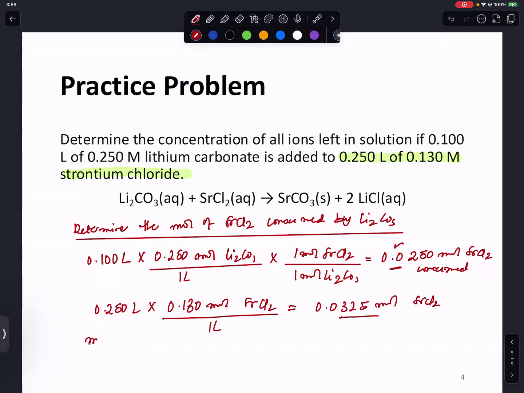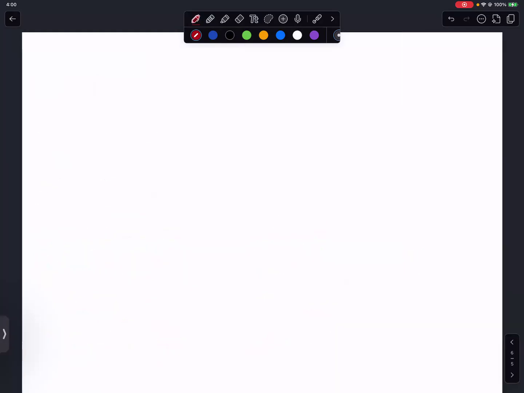I'm going to take this number and subtract the other from it. So moles of strontium chloride left over will be the 0.0325 moles minus the 0.0250 moles. And this should give me 0.0075 moles. Now it wants us to calculate the molarity. I'll continue on this slide. So we have here the molarity of strontium ions left over.